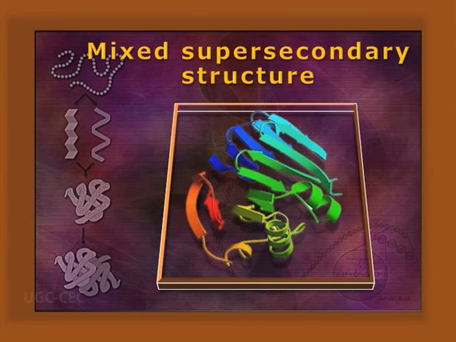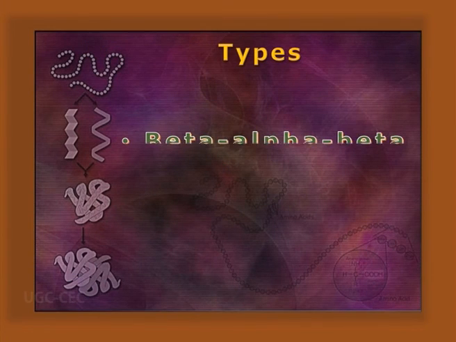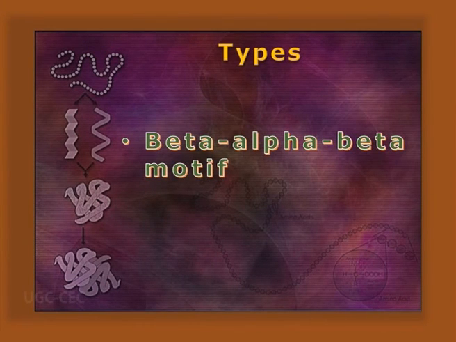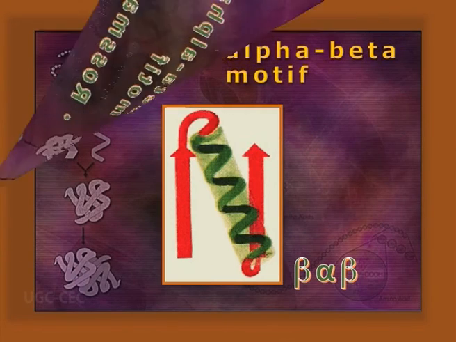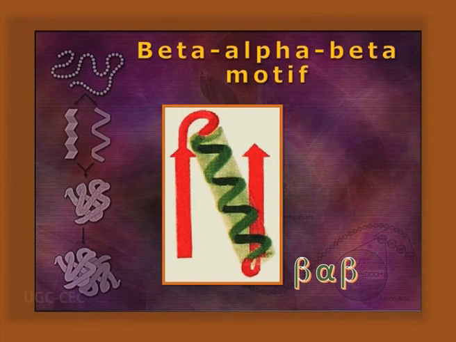Mixed supersecondary structure is made by both alpha helices as well as beta sheets joined by loops and turns. Types include the beta alpha beta motif as well as the Rossmann fold. The beta alpha beta motif, instead of having anti-parallel beta strands, has parallel beta strands joined by a long helix, and it is right-handed, and the helix axis is also parallel with the beta strand. So this is called the beta alpha beta motif.